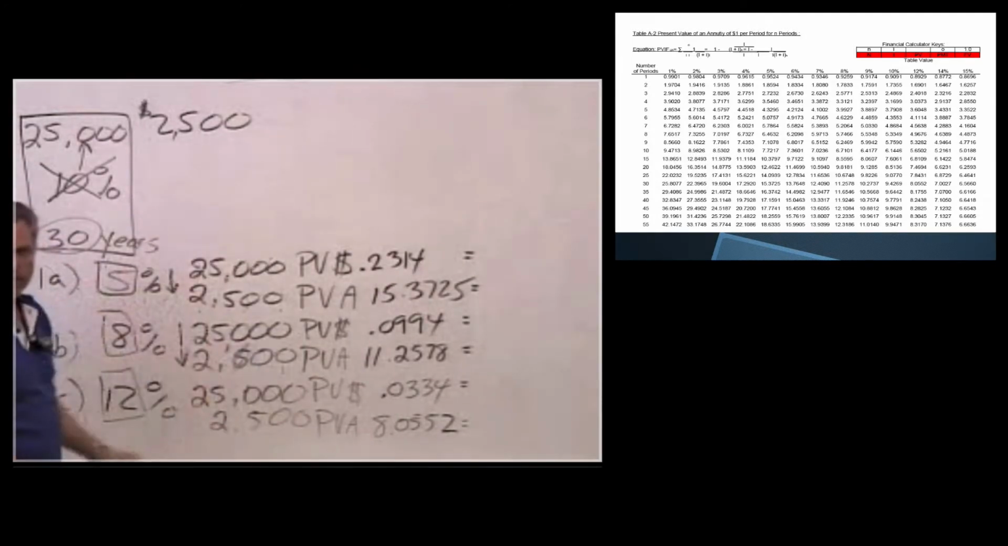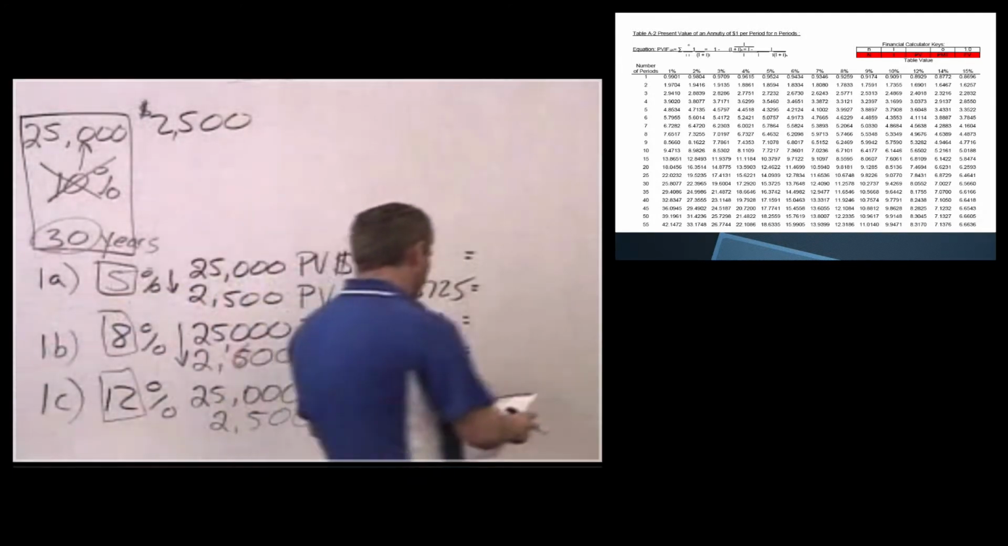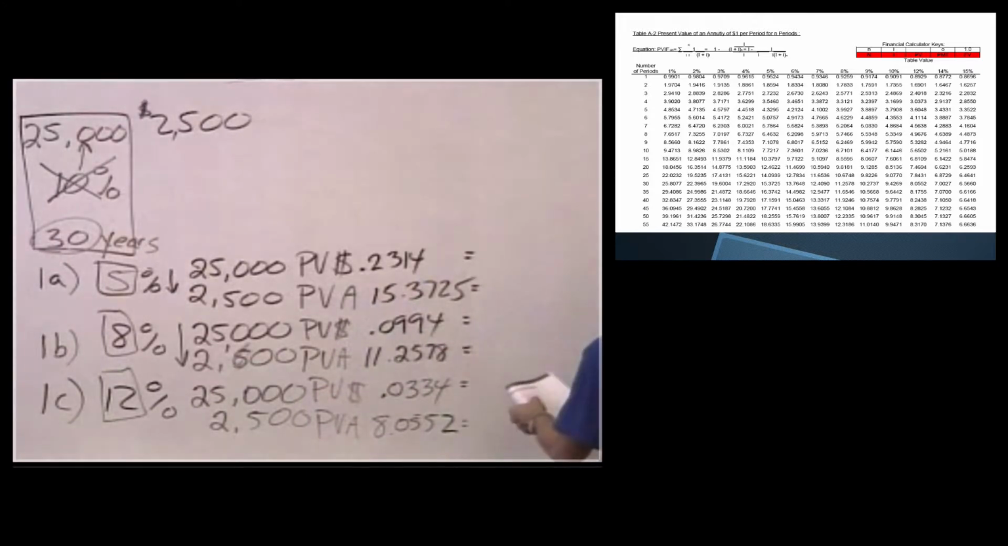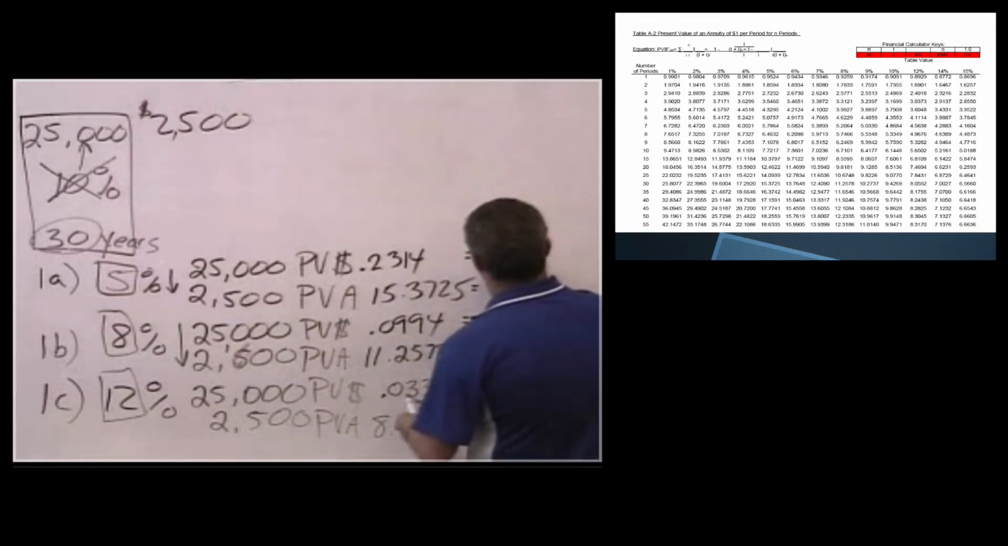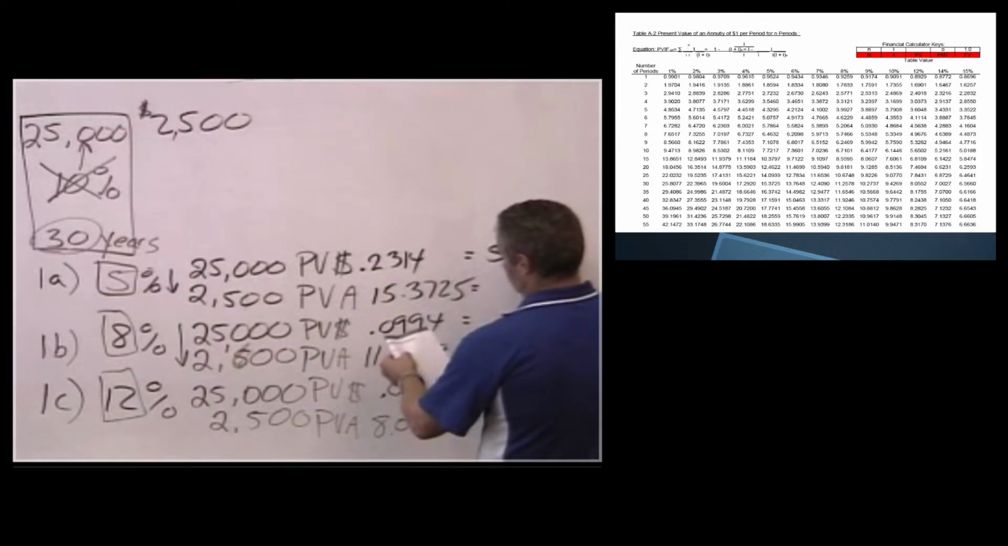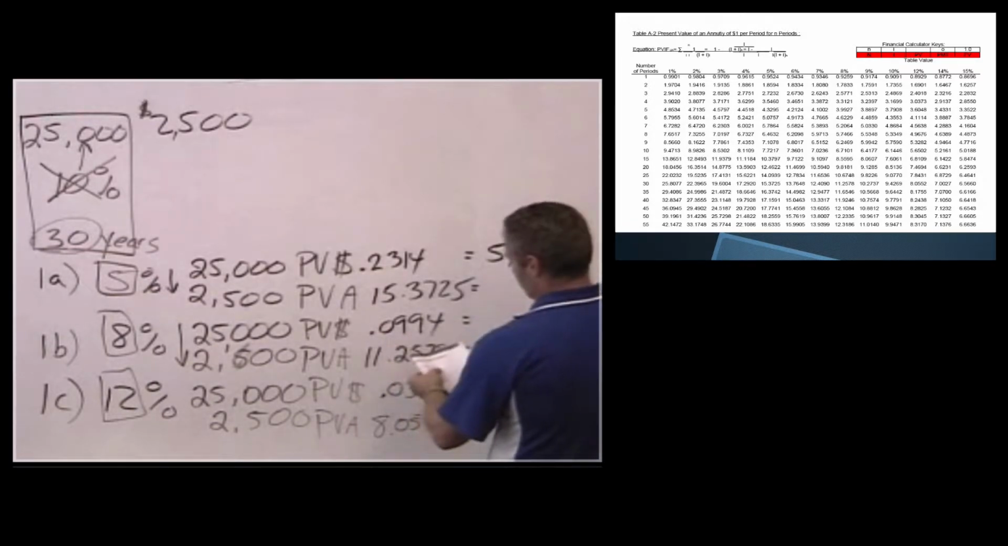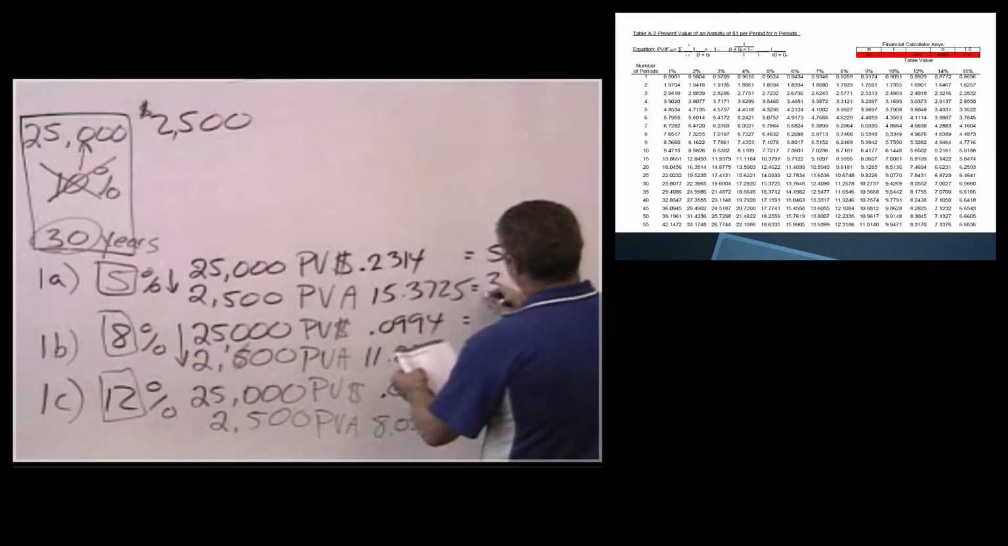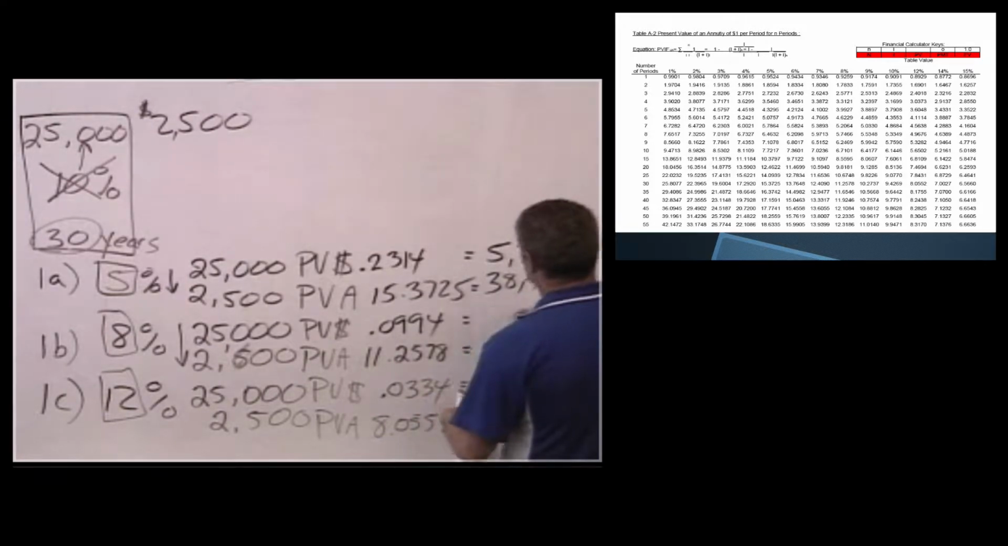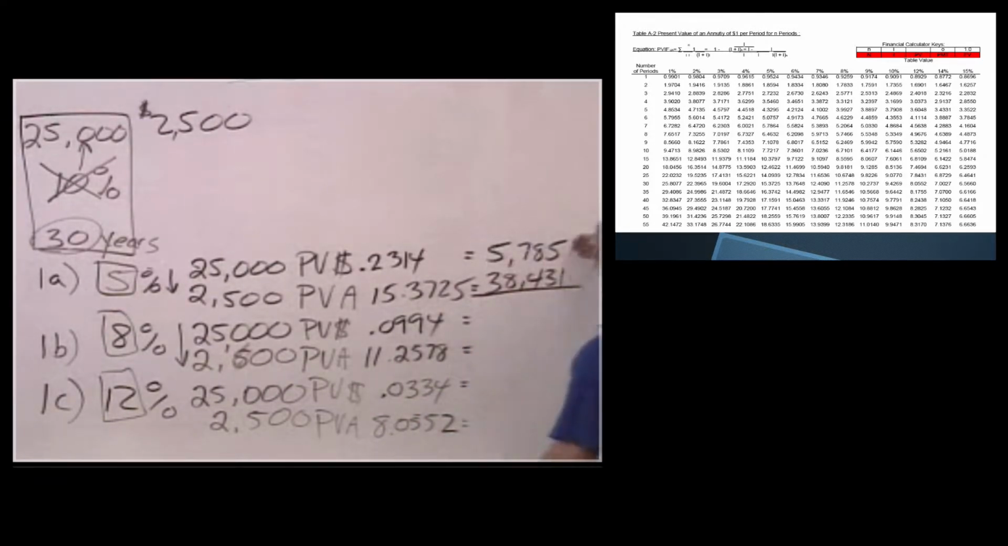Okay, now we're going to multiply these factors through. Okay, so on the first one, we're going to get 5,785 and 38,431 for a total value. We add the two together because if you're buying the bond, you get the face value back and you get the interest payments, the annuity.